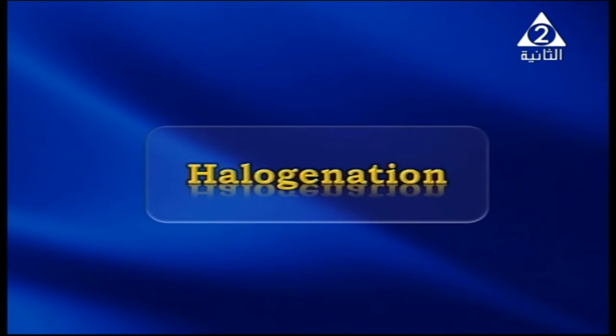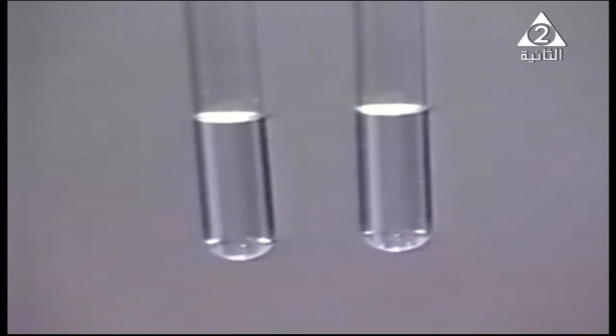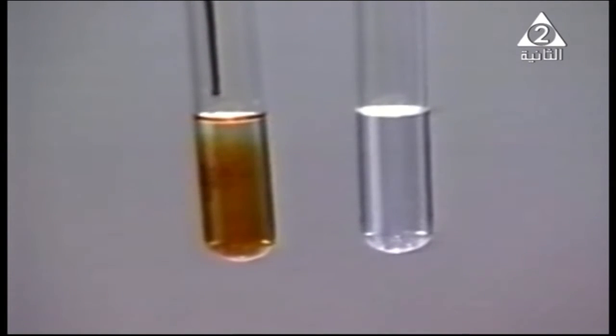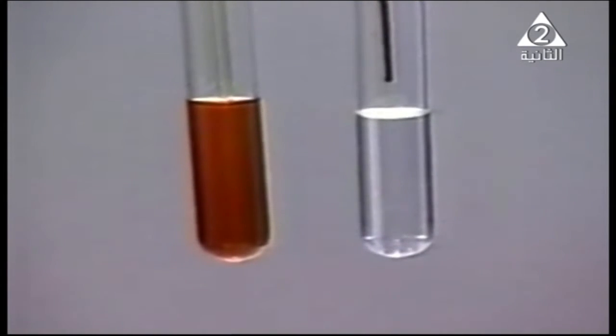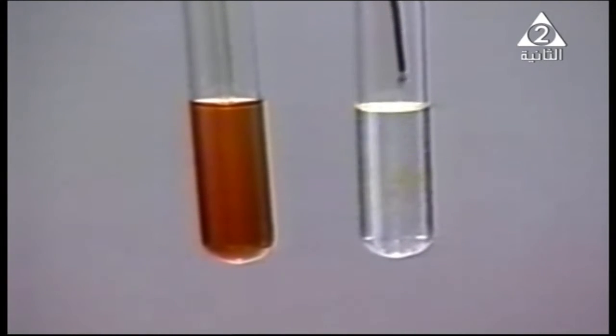Now, the halogenation reaction of ethylene. When bromine solution dissolved in carbon tetrachloride is added to an alkene, its red color disappears. The reaction between alkene and halogen is used for testing unsaturation, or the presence of a pi bond. If we add bromine to both an alkane and an alkene, we find that the red color of bromine remains in the alkane, while in the alkene the red color of bromine is removed, indicating that the pi bond is broken down.